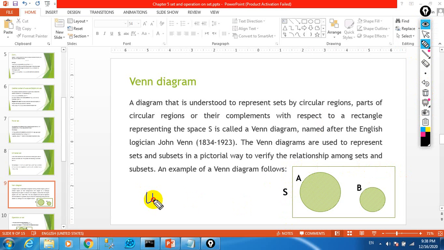For example, if U is a set: 1, 2, 3, 4. For example, the set A is 1 and 2. The set B, for example, is only 3. And 4 is in neither set.